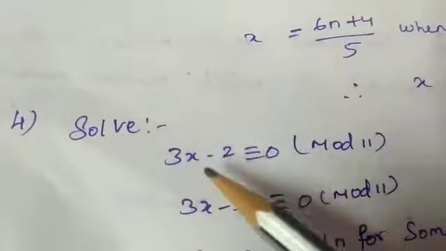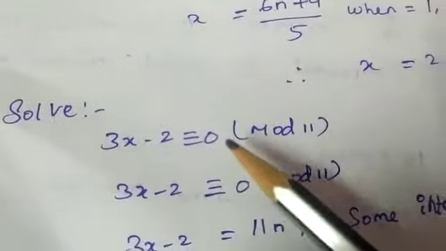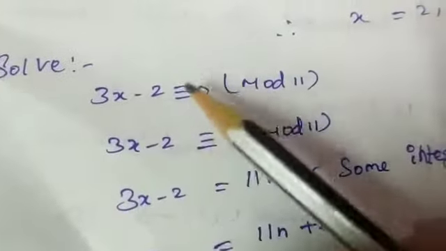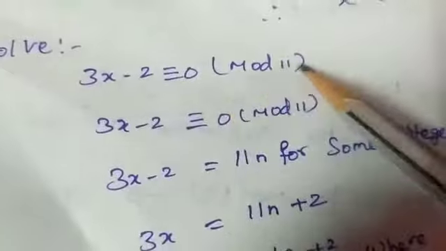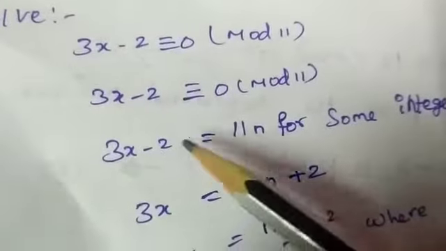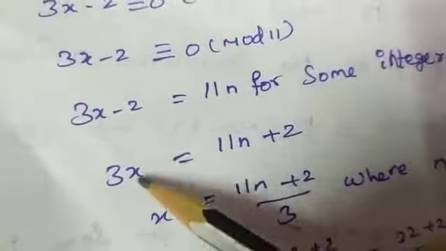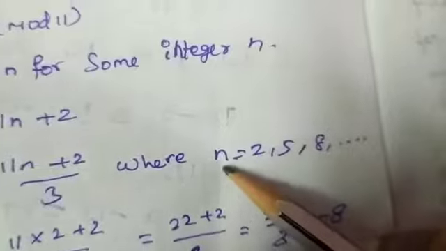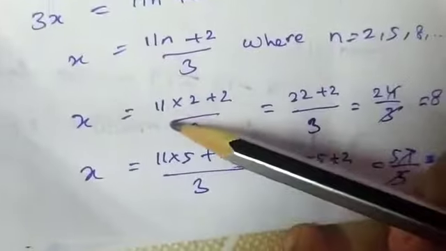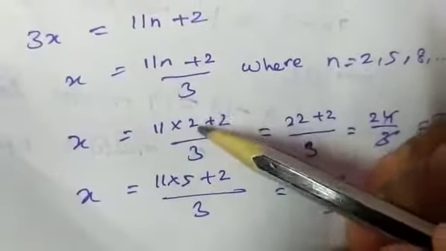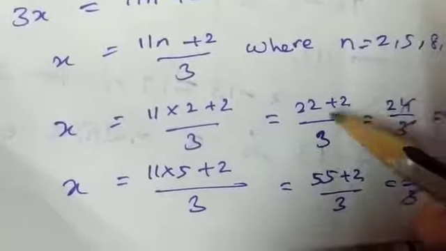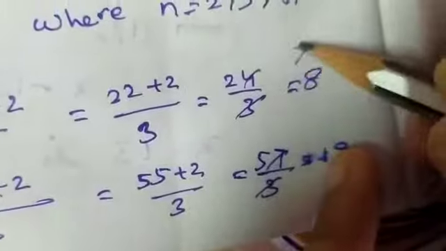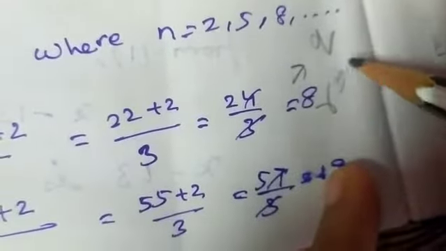So the fourth question, we have to solve 3x minus 2 congruent to 0 mod 11. So 0 means the remainder is 0, so this is perfectly divisible by 11. So 3x minus 2 equals 11n for some integer n. So 3x equals 11n plus 2, x equals (11n plus 2) by 3, where we put n as 2, 5, 8 till infinity. I am putting the first value 2. So 11 into 2 plus 2 by 3, that is 22 plus 2 by 3, that is 24 by 3, which is 8. Here you can see this is the quotient and R is 0.